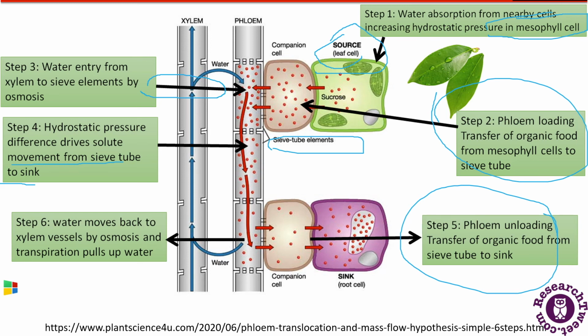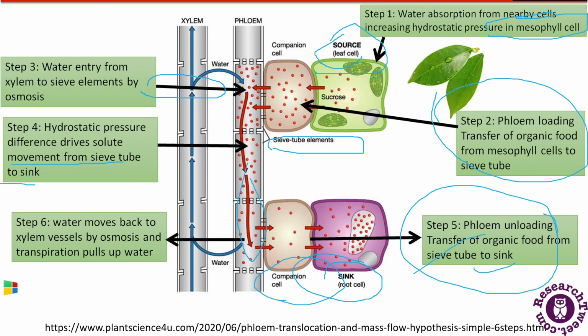So this is the root cell. The sink here is representing the roots only. The red arrow, as you have seen, shows sucrose being transferred to the sieve tubes in the phloem, then it will be transferred to the companion cells, and then again to the sink, that is the root cell. So this is the phloem unloading, when the food is transferred from the sieve tube to the sink.